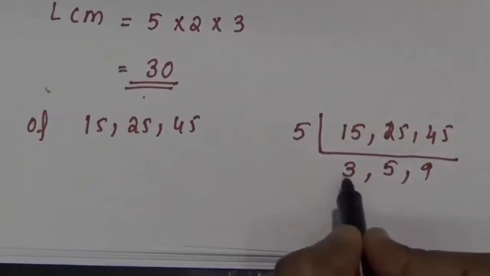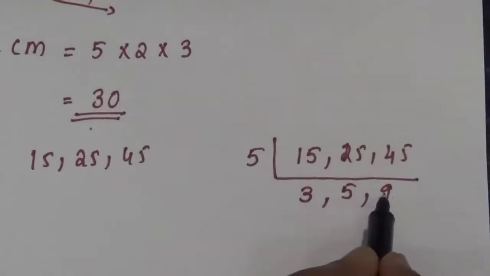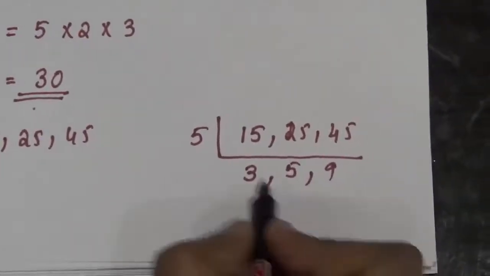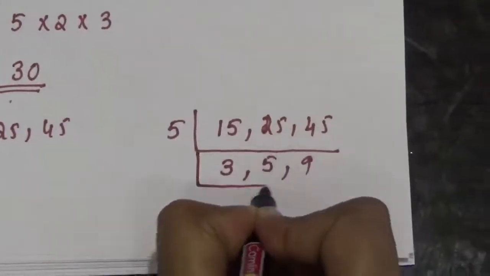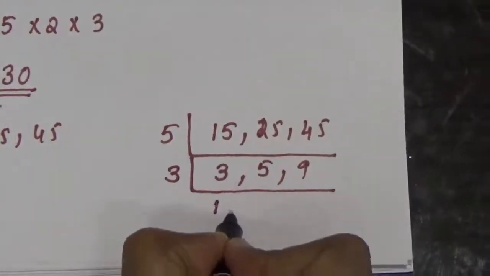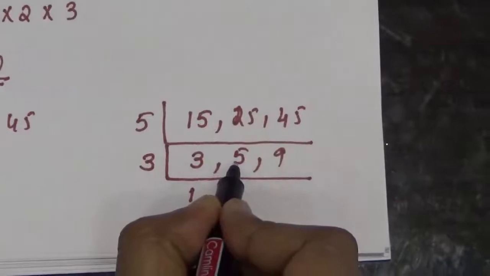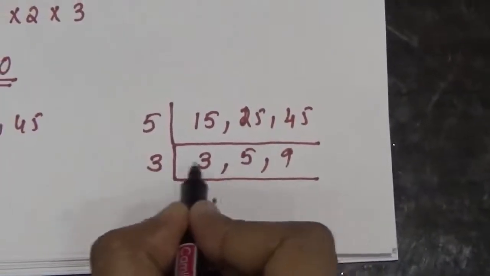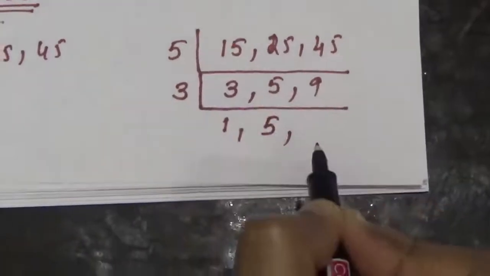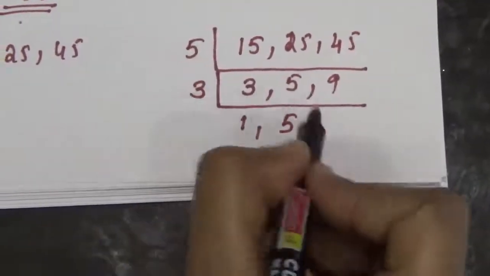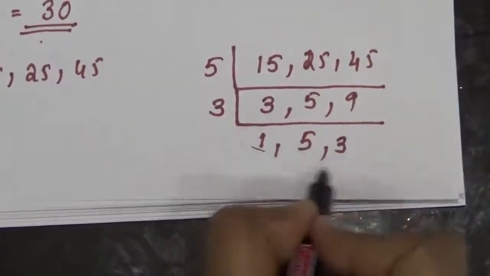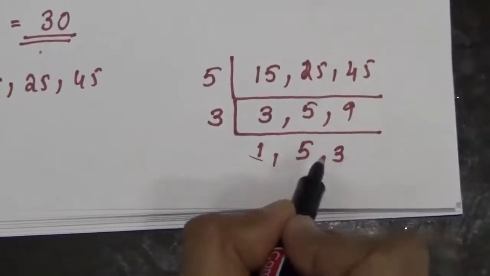Now you can see that 3 and 9 are divisible by 3. So let us divide by 3. 3 by 3 is 1. Now we know that 5 is not divisible by 3, so you don't need to divide 5 by 3, just write that 5 here. Now 9 by 3 is 3. Now these numbers are prime to each other, there are no common factors. So you can stop here.